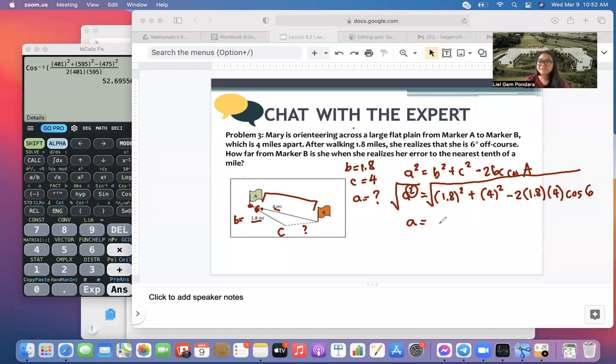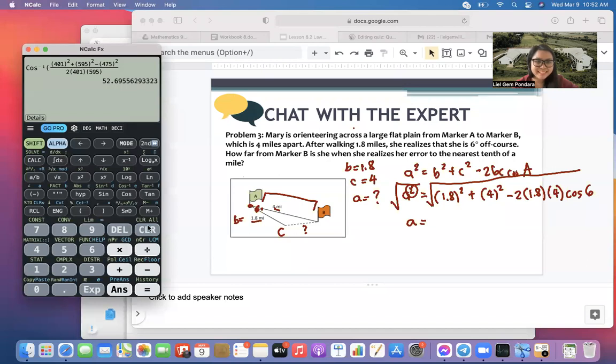Now, can you help me solve? How long is side A? How long is side A? Any answers? 2.2. There's an answer from Tatiana. Let's check if it's really 2.2.